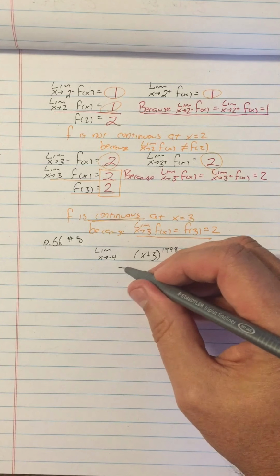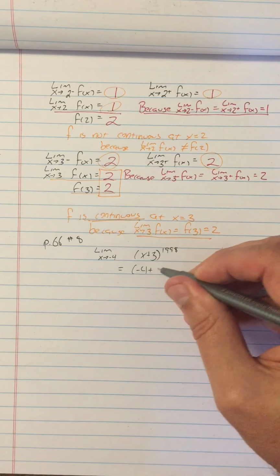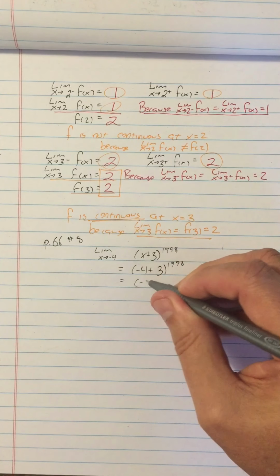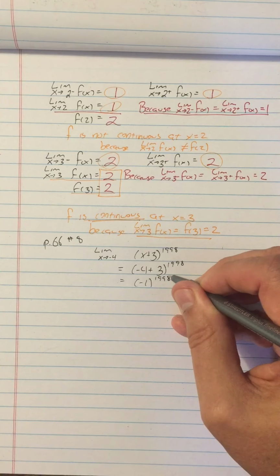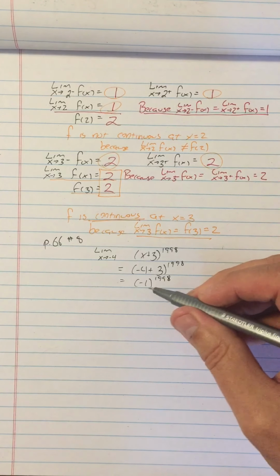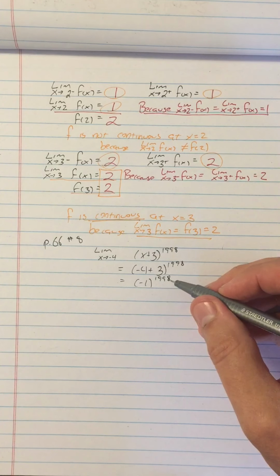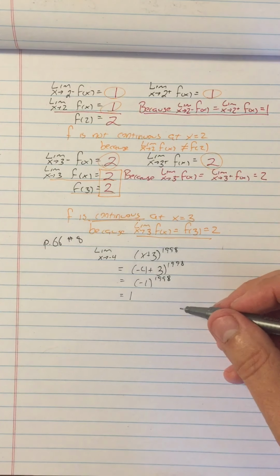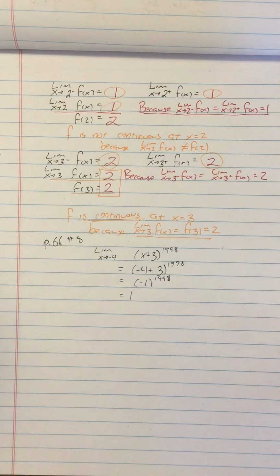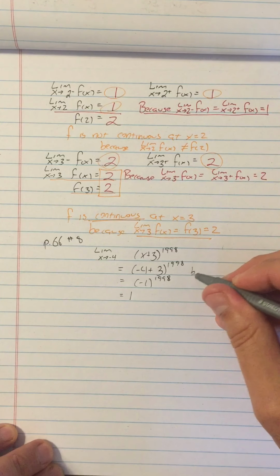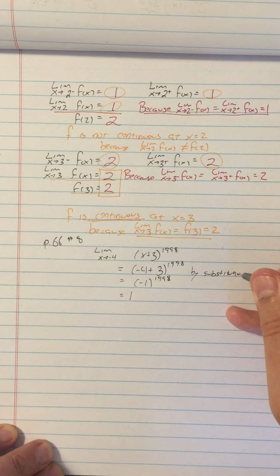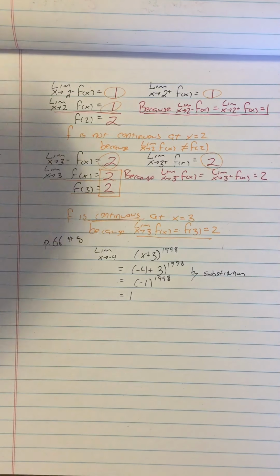You're going to say it equals (-4 plus 3) to the 1,998th power, and you can say that equals (-1) to the 1,998th power, and then you can say, all right, since I'm taking -1 to an even power, what I'm going to get is +1, and that's why it's 1. That's what you should show. But also, when you plug in that -4, you want to justify by saying by substitution. And you can do that anytime your substitution does not yield undefined.